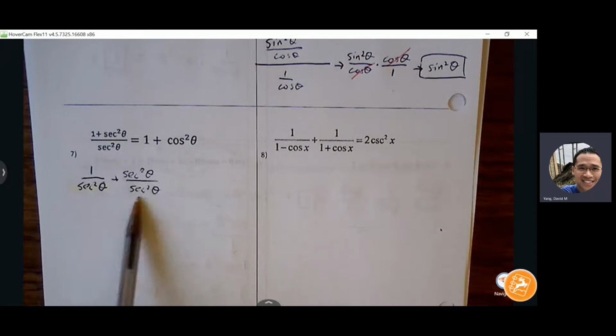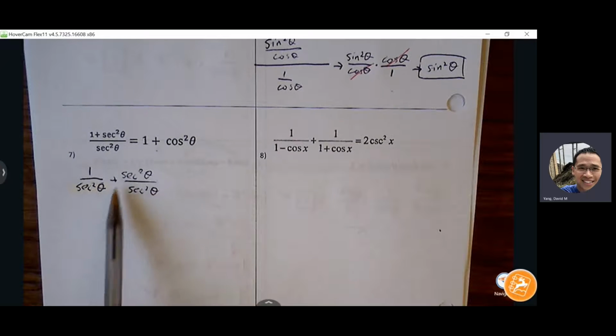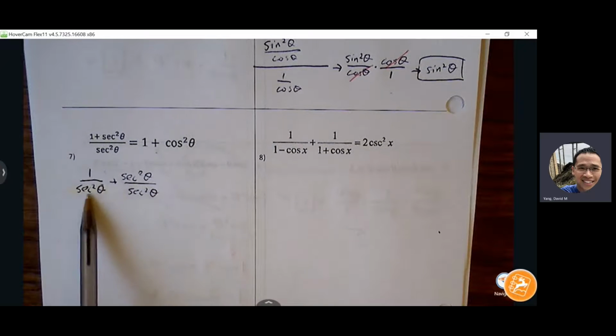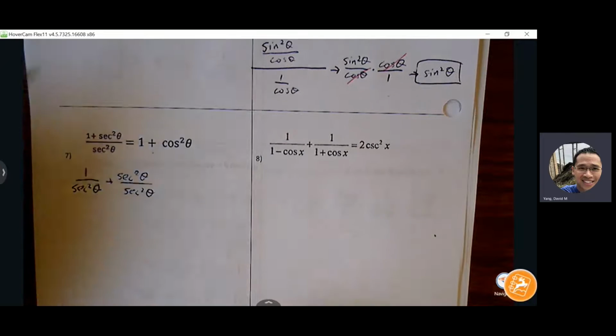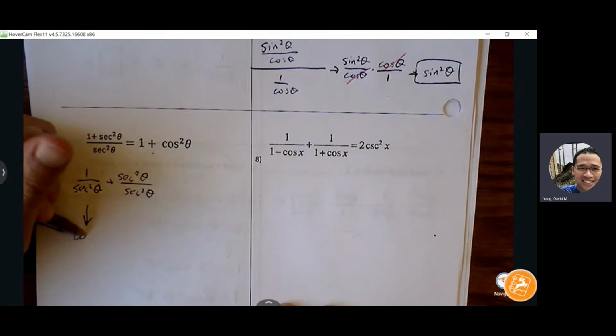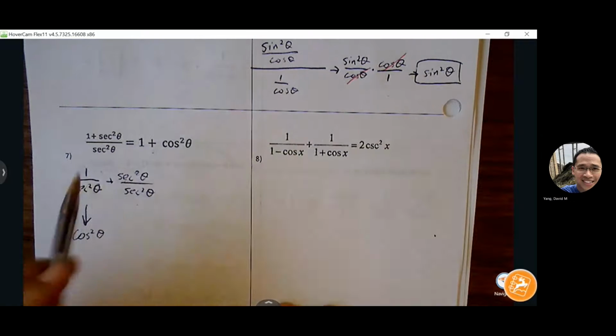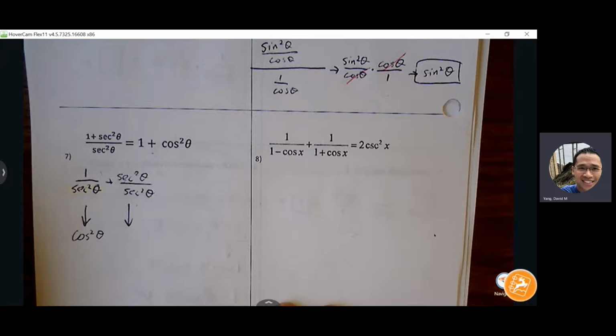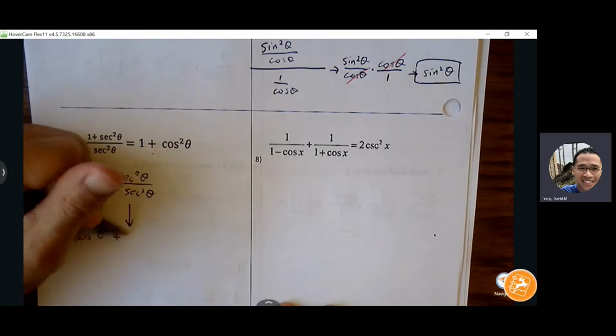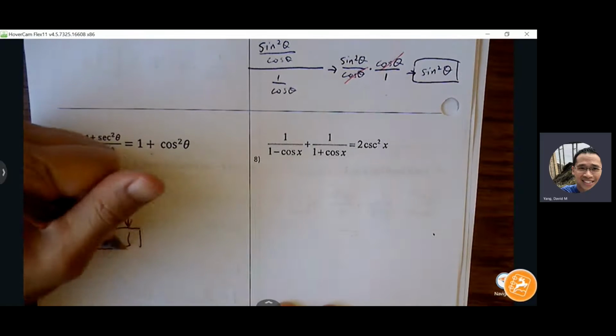Now that I have 2 individual fractions, I have 2 terms on the right. What happens with 1 over secant squared? Turns into cosines, right? And then secant over secant turns into what? 1. And we have our end result.